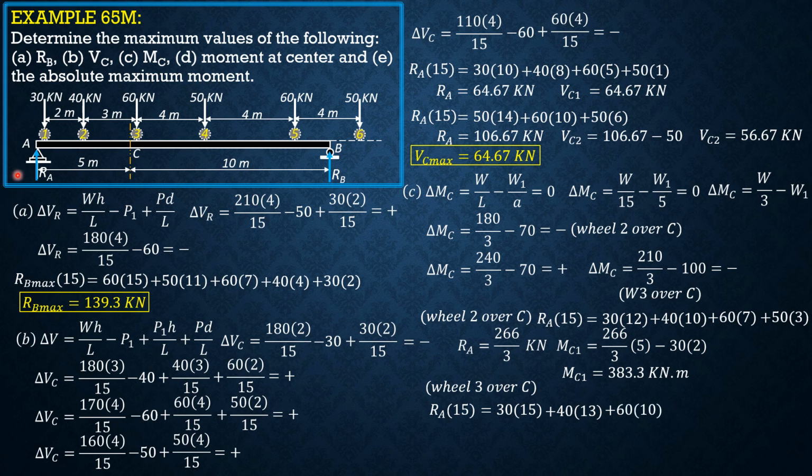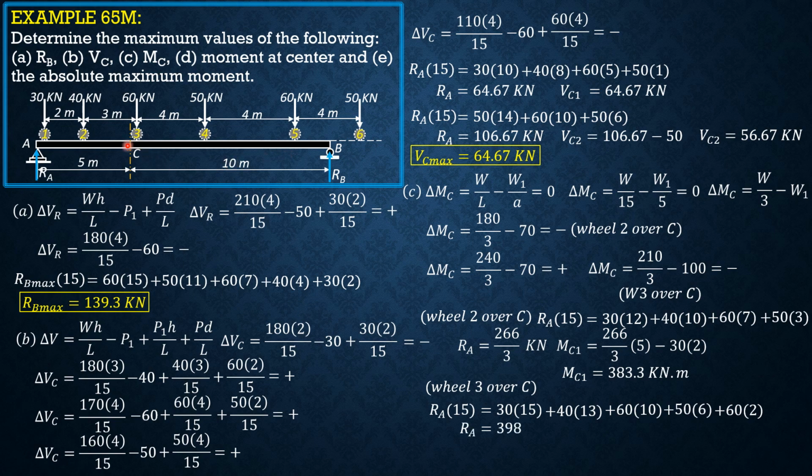So let's solve for RA times 15. If load 3 is over C, 30 is over A, so it equals 30 times 15 plus 40 times 13, 15 minus 2 is 13, plus 60, 60 is over C, times 10, plus 50 times 6, because 10 minus 4 is 6, then plus 60, 6 minus 4 is 2, 60 times 2. So RA is 398 over 3 kilonewtons.